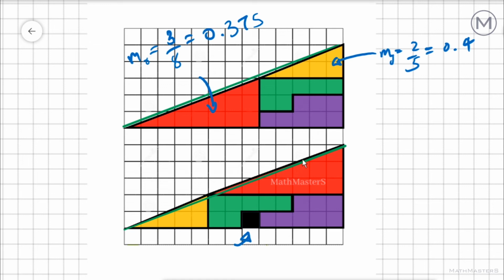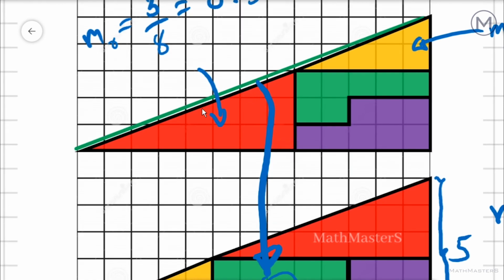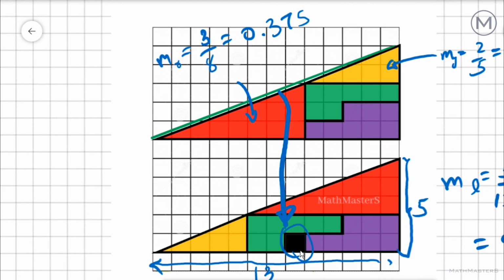In another manner we can find the gradient of the larger triangle. Here the height is 5 squares and the base length is 13 squares. If we think of this as one triangle altogether, we get the gradient as 5 divided by 13, which gives us 0.384. So we know that the gradient of the actual triangle lies between the top figure and the bottom figure. So that is how this black hole is formed. As you can see, the white spaces between the green line and the figure are accumulated here as a black hole. Hope you get the idea.